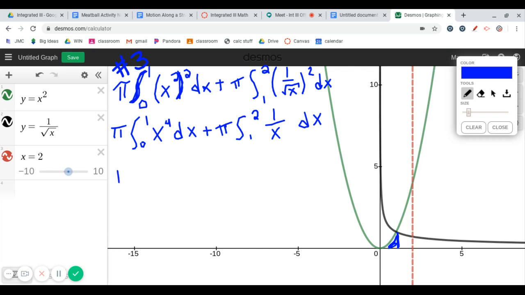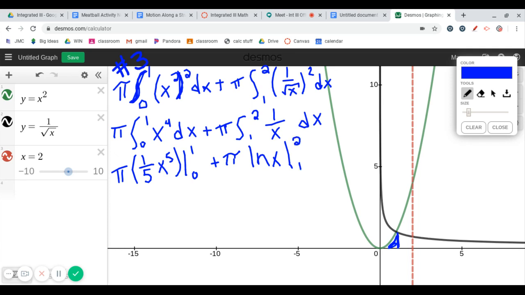Alright, so this becomes pi times the integral of x to the 4, which is 1/5 x to the 5th. And we're going to evaluate this from 0 to 1, plus pi times, let's see, the integral of 1 over x, which is the natural log of x. We're going to evaluate this from 1 to 2.